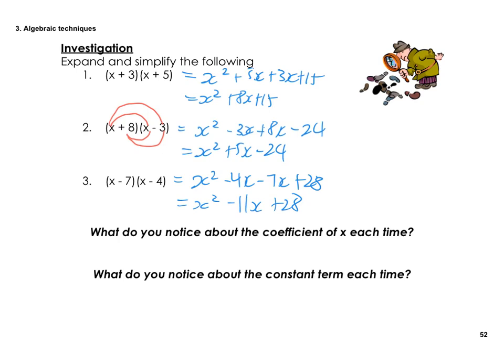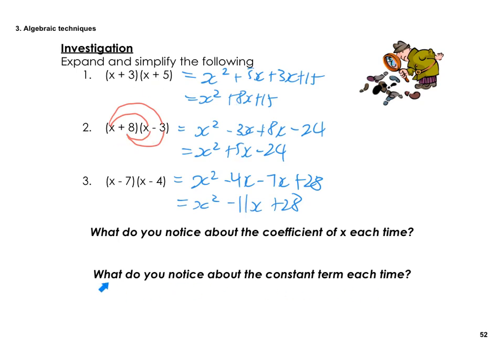Okay. Now look carefully at each of these and the answers you get. What do you notice about the coefficient of x each time? Notice it's x and not x squared, and coefficient is the number in front of your x. So look carefully. Look at the numbers here and the coefficient of x. What do you notice? Pause the video and have a look. You can probably see that each time, 3 and 5 is 8. 8 minus 3 is plus 5, minus 7 minus 4 is minus 11. So there's a bit of a pattern emerging between the numbers here and the middle term.